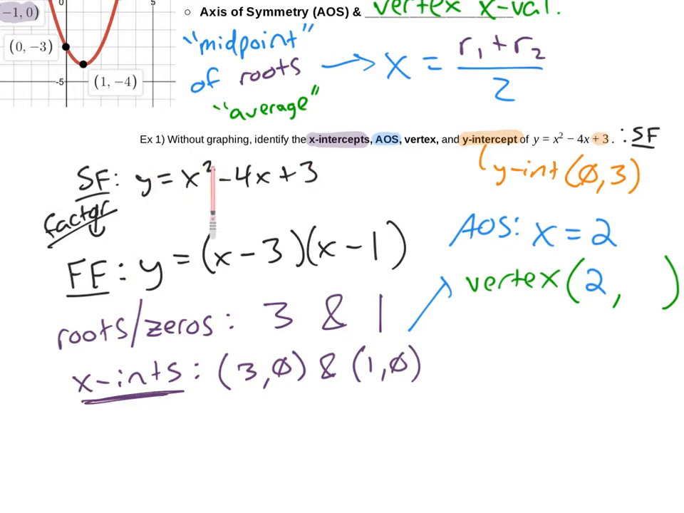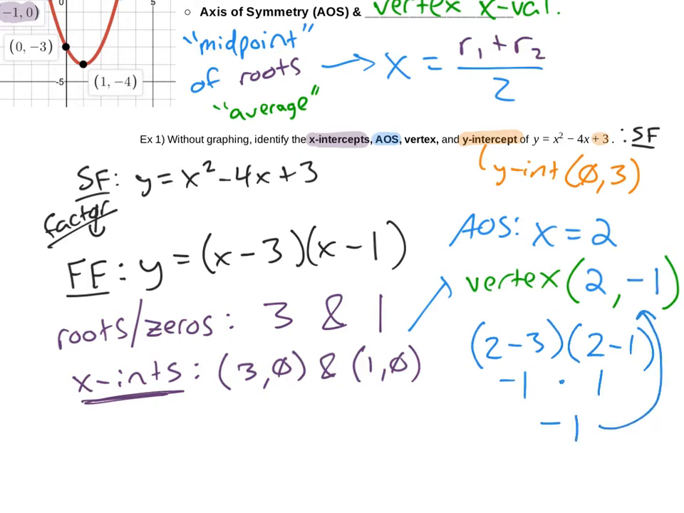I'm going to avoid this little exponent. I'm going to use factored form, because I could do 2 minus 3 and 2 minus 1 pretty quickly. So doing that factored form, 2 minus 3 times 2 minus 1. Negative 1 times 1 is negative 1. And that's our y value of the vertex.